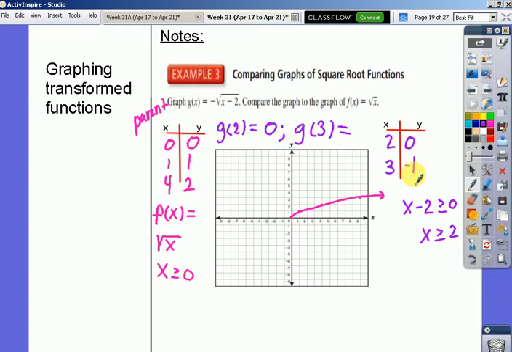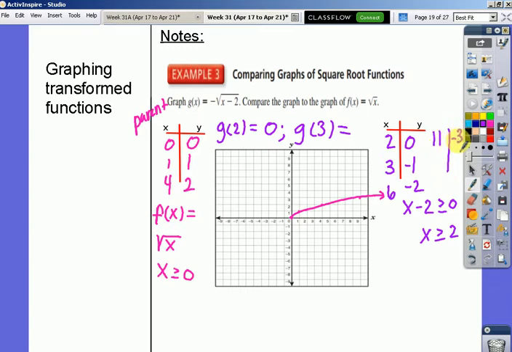Let's not do 4 because I'm going to get a decimal. Should we do 5? Do 6? If I plug in 6, 6 minus 2 is 4. Square root of 4 is 2. Then I have a negative, so negative 2. Let's do one more. What's the other one? 11. Okay. I do 11. 11 minus 2 is 9. Square root of 9 is 3. Then I have a negative.